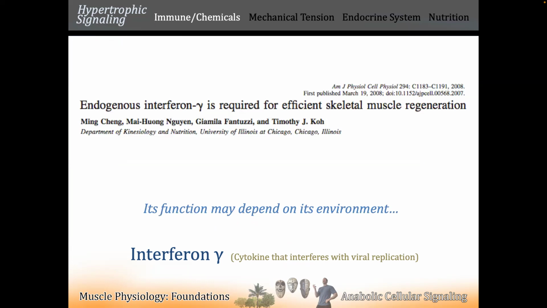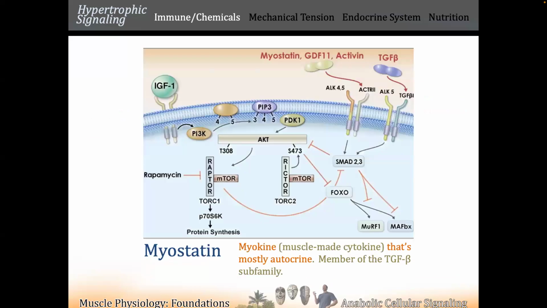Still on the subject of interferon gamma, the title of this article says enough. Endogenous, right inside of you, interferon gamma is one component among tons of these things that's required for, quote, efficient skeletal muscle regeneration. And so for skeletal muscle remodeling, this is one of a bunch of endogenous chemicals.